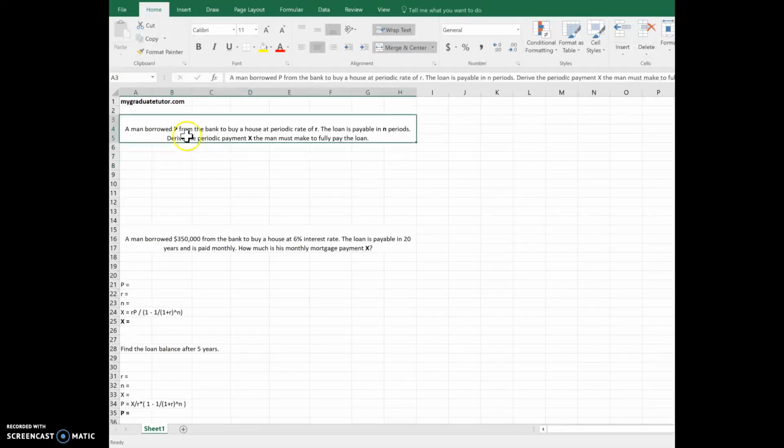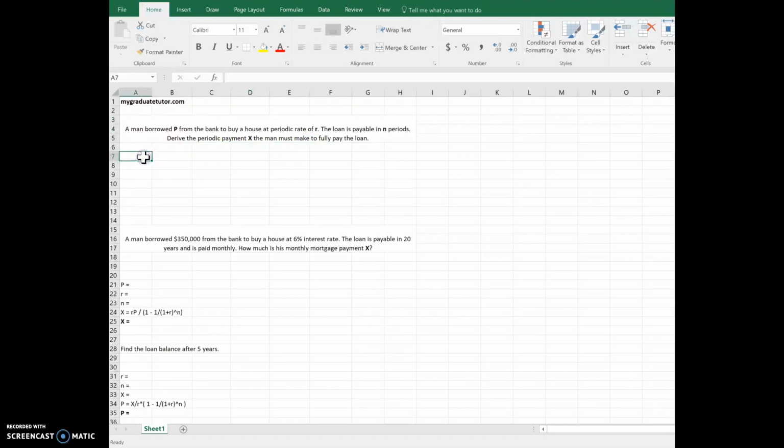Say a man borrowed p from the bank to buy a house at a periodic rate of r. The loan is payable in n periods, and we want to derive the periodic payment x that the man must make to fully pay the loan. Okay, so it must be true here that the amount that you borrowed at period 0 must be equal to the present value of all the payments. Okay, so the first payment happens at period 1, so we discount it at 1 plus r.